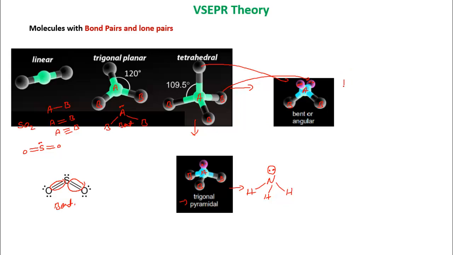An example we can quote here is water, H2O. Oxygen has 2 bond pairs with 2 hydrogen atoms, and it also has 2 lone pairs of electrons. So therefore the shape is a bent shape or an angular shape, right? This is a bent shape.